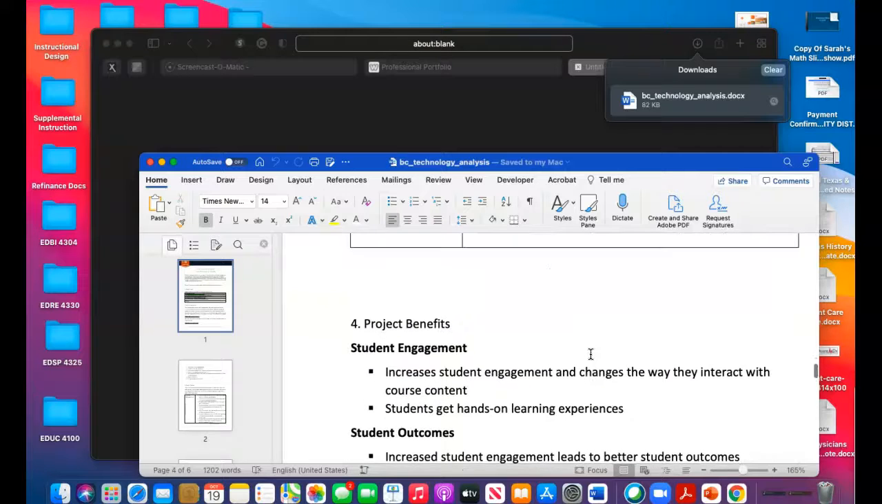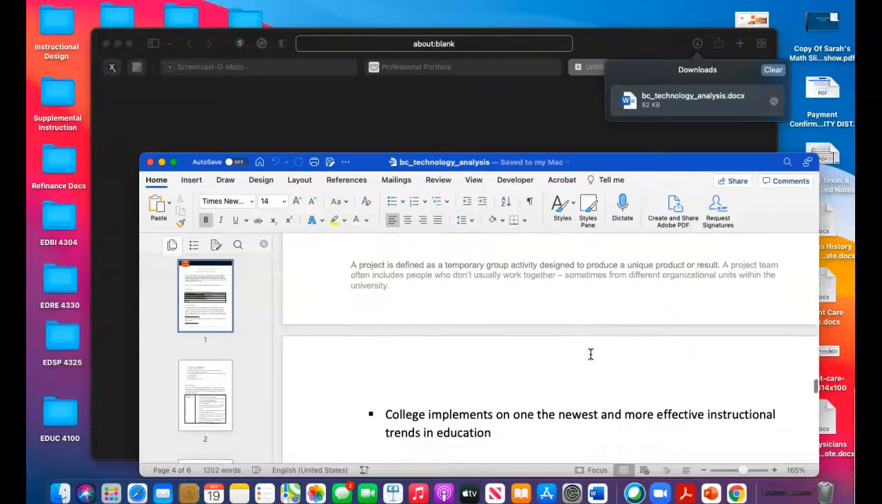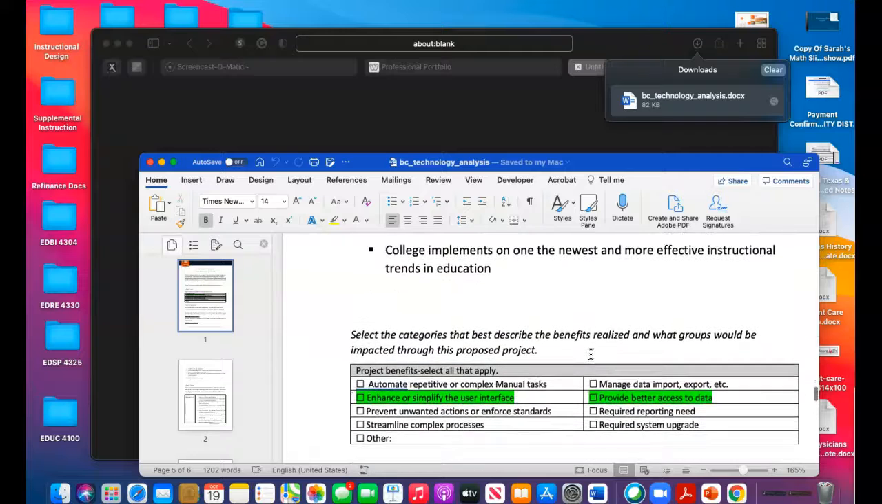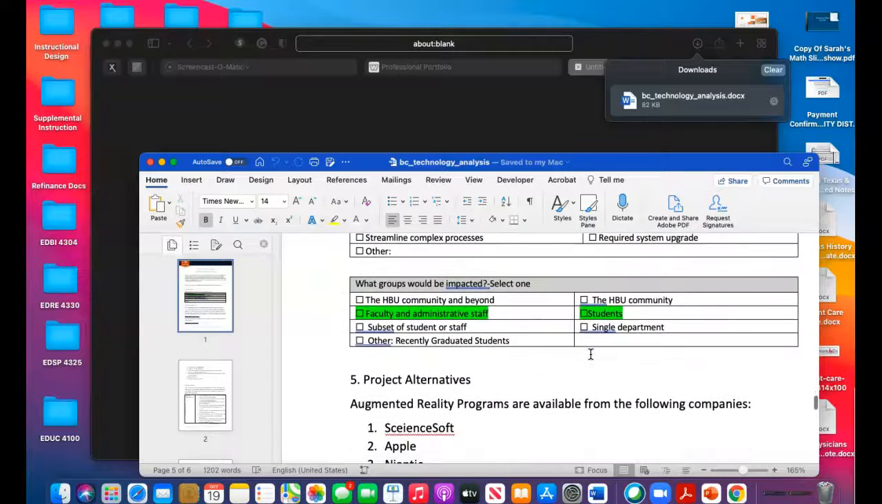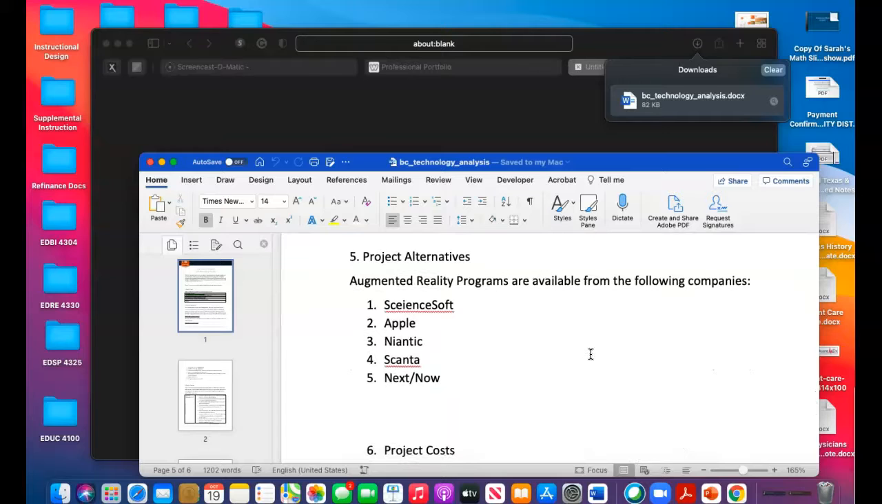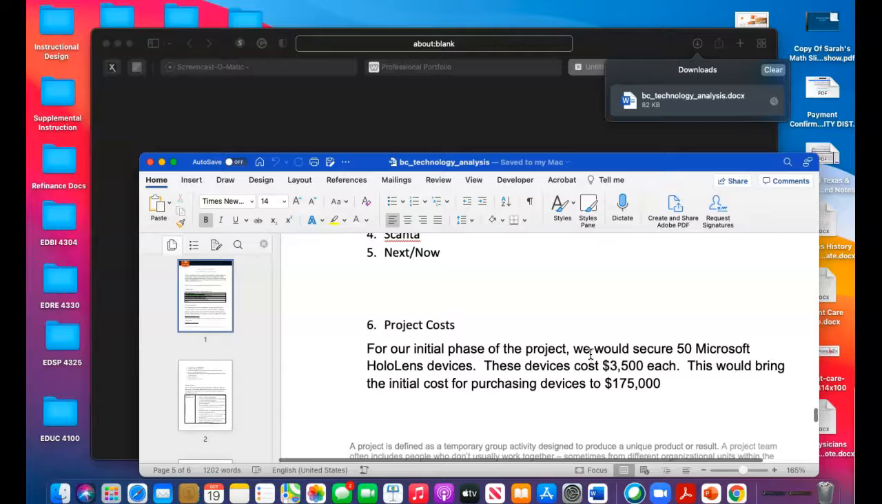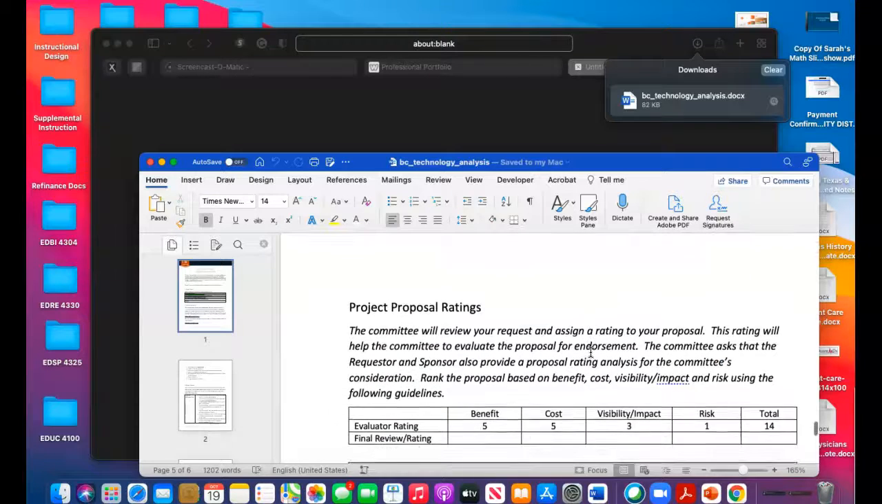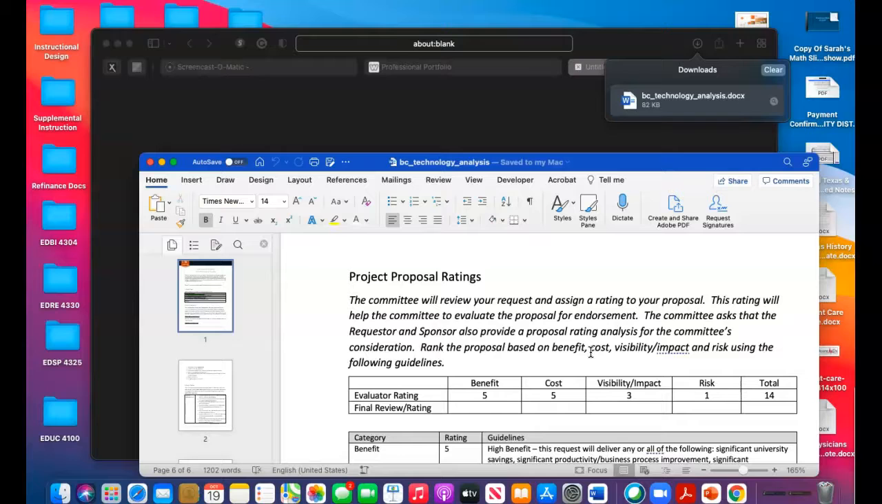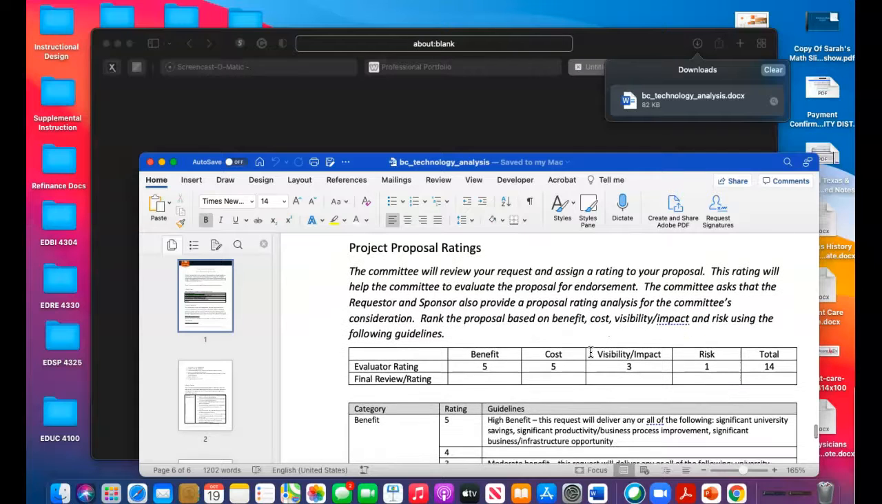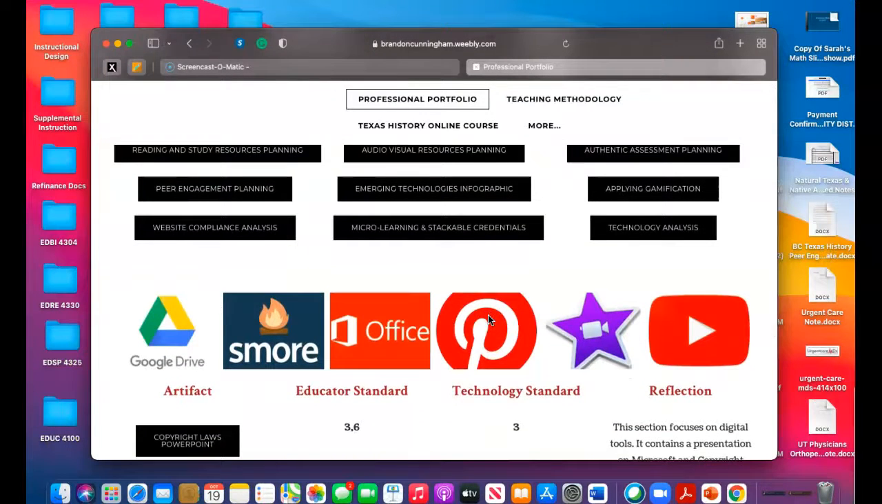I researched and talked about the benefits of HoloLens in the analysis, and then I looked into who it would impact, what alternatives there were, other augmented reality programs out there, and then the cost of the project. And lastly, I gave ratings to the proposal on what the benefit level was, what the cost range was, how it impacts our institution, and then the risk level, to come up with a total rating. And so those are the artifacts that I created throughout this semester.